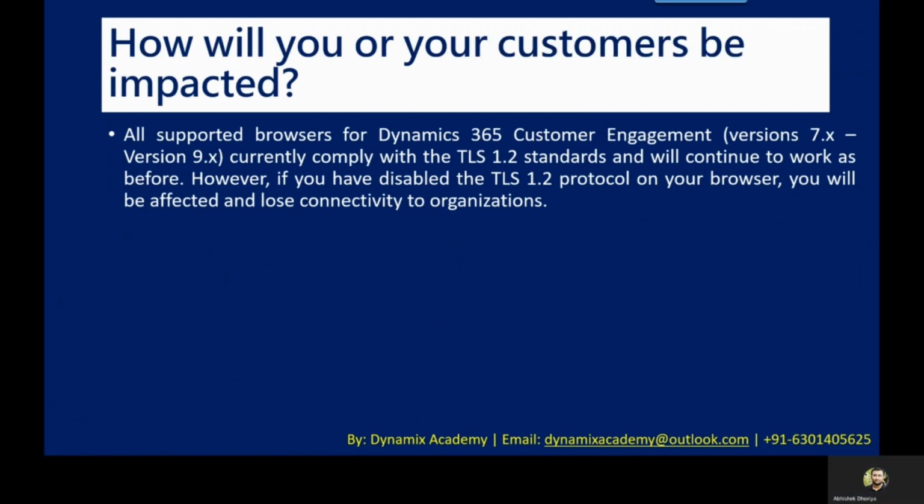Let us now see how it will impact you or your customers. So all supported browsers for Dynamics 365 customer engagement currently comply with the TLS 1.2 standard and will continue to work as before. However, if you have disabled the TLS 1.2 protocol on your browser, then you will be affected and lose connectivity to your organization. So what it means is that if you are connecting to your Dynamics 365 customer engagement application through any of the supported browsers, then by default, you will be able to connect, because all the supported browsers comply with the TLS 1.2 protocol. However, if you have manually disabled the TLS 1.2 protocol on your browser, then you will not be able to connect to your Dynamics 365 online instance.